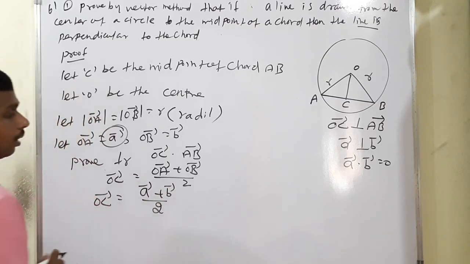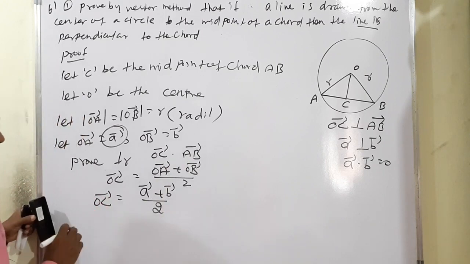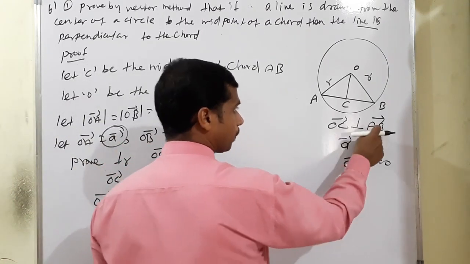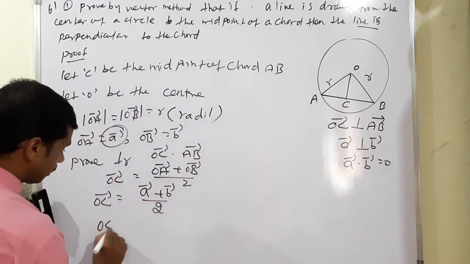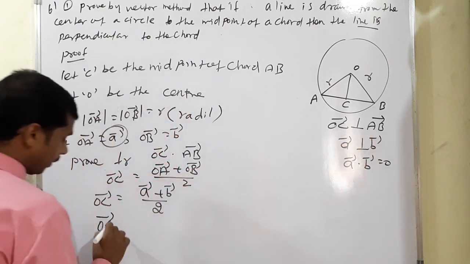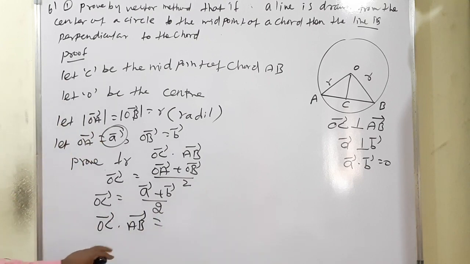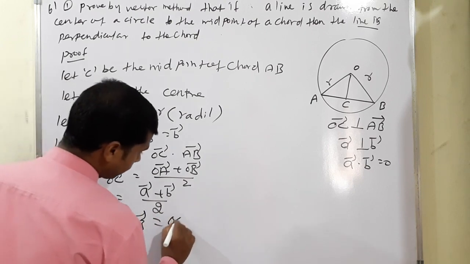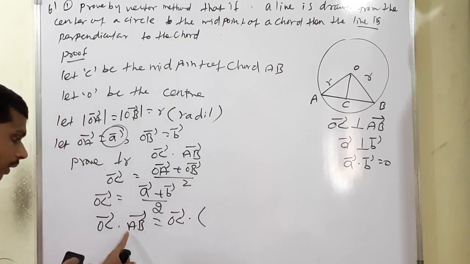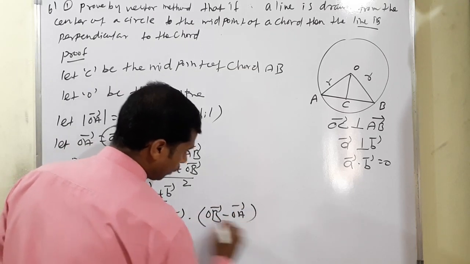This is the OC vector. Next condition: perpendicular means we need AB also. If OC vector is perpendicular to AB, then OC vector dot AB vector is equal to 0. OC vector as it is, dot the position vector for AB, which is OB vector minus OA vector.